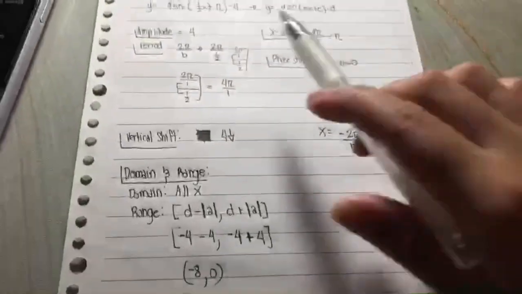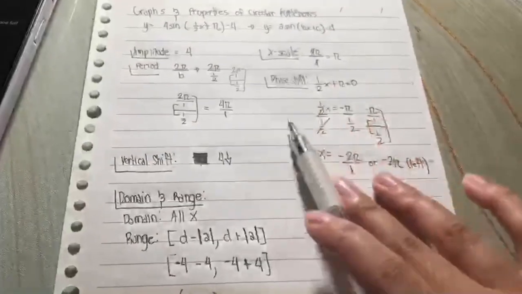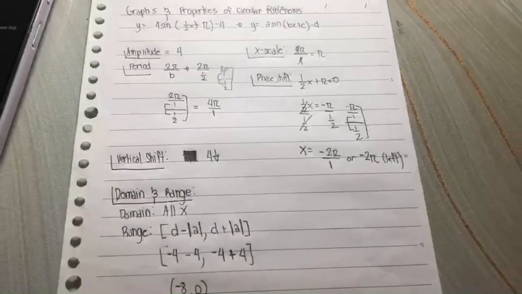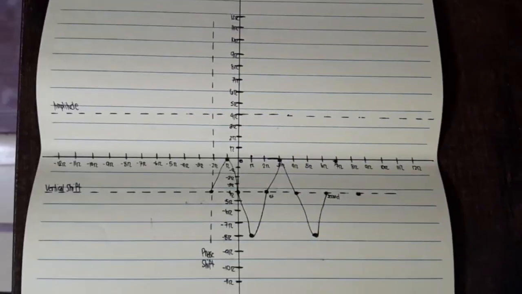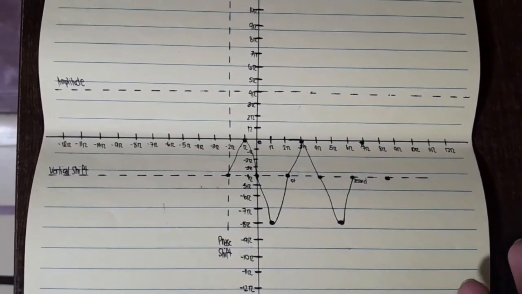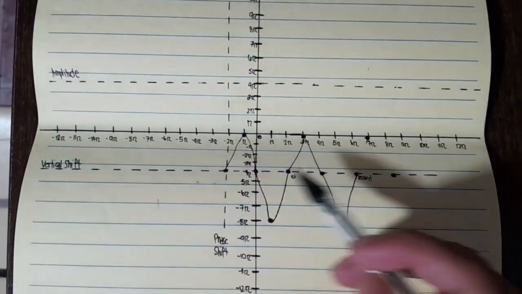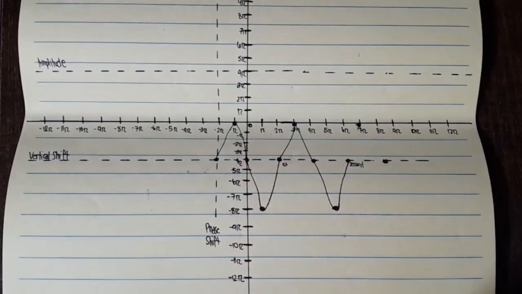So, pag nakuha na natin lahat yan, yung amplitude, period, x scale, phase shift, vertical shift, tapos domain and range, pwede na tayo mag-graph. So, let's proceed to graphing. And now, let's proceed into graphing. So, una, gawa muna tayong number lines. Yung mga number lines na ito, yung mga pi, 2 pi, 3 pi, nakuha natin siya sa x scale.